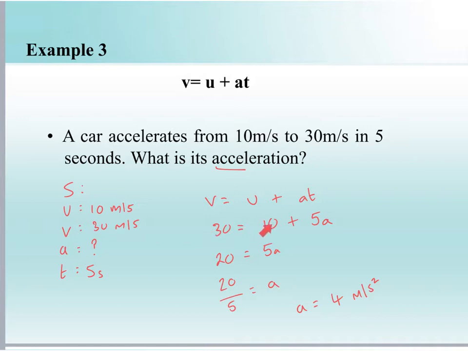So if I take 10 away from each side, 10 minus 10 is 0, so that becomes nothing. And then 30 minus 10 is going to be 20. So that now drops to 20 on this side because I've taken 10 away each side. And now for 20 equals 5a, to get a on its own, I divide both sides by 5. So this 5 drops down. 20 over 5 equals a, so a equals 4 meters per second squared because it's an acceleration.